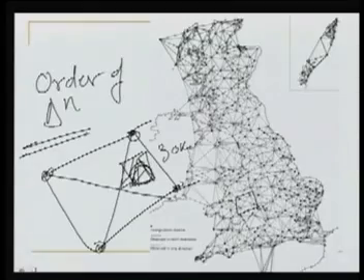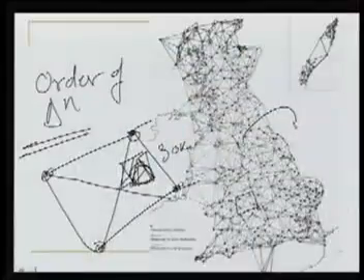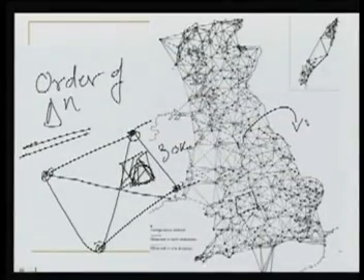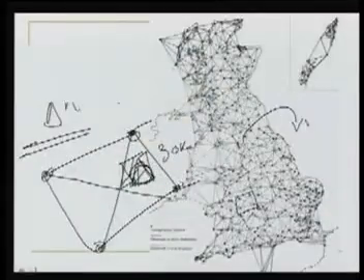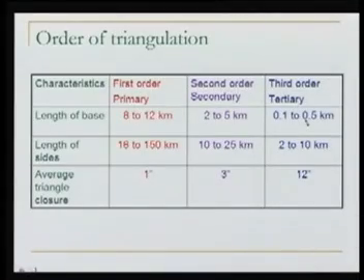In this way, we see the very first network as the primary triangulation. Then within that, we can have a network of lesser accuracy, which is the secondary triangulation, and further within that we can go for the tertiary. The details of these are listed here. Of course, there are many more details which you can find in any standard textbook.